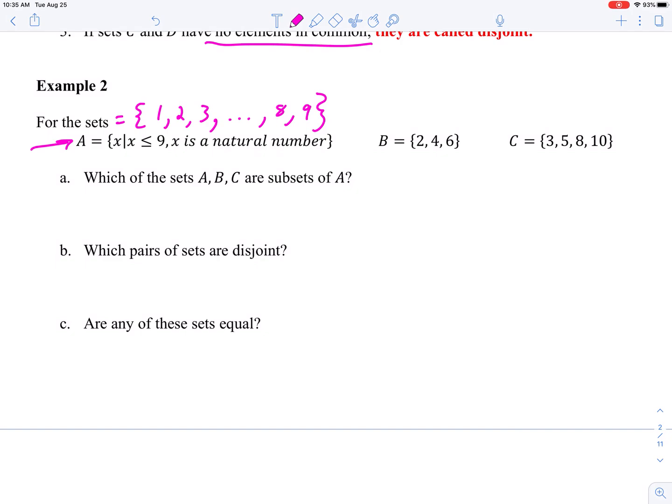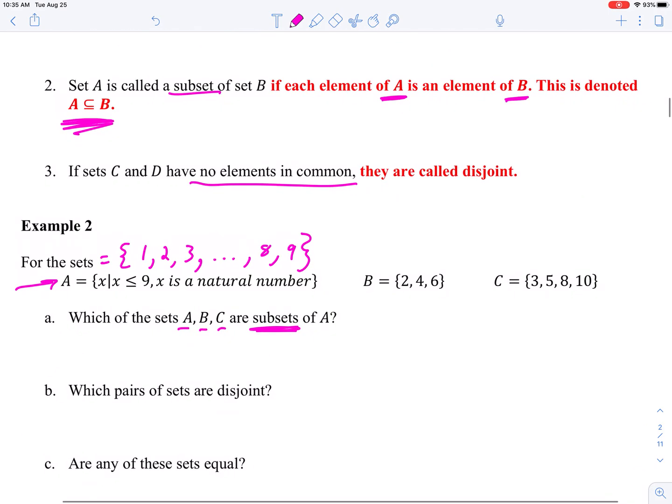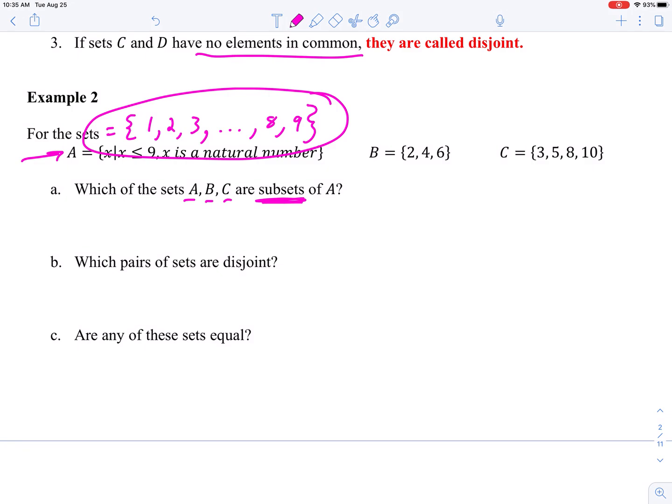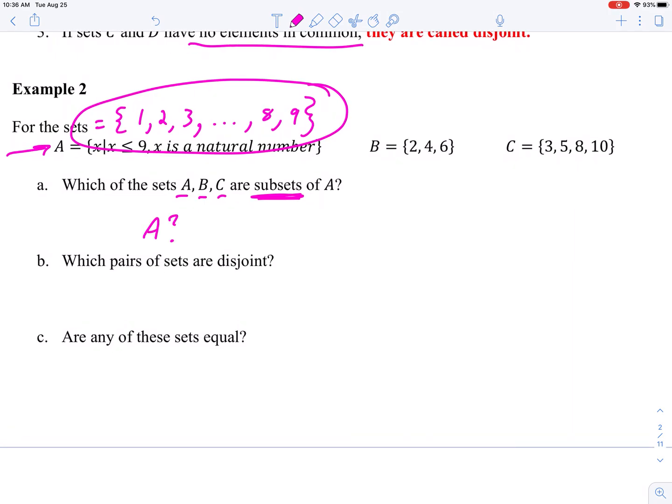Now, part A of this example. Which of the sets A, B, and C are subsets of A? Remember, a set is a subset of another set if all of the elements are in the bigger set, right? So A is the set we're looking at. Is A a subset of itself? So I'll put A, question mark. Is A a subset of itself? Well, go to the definition.